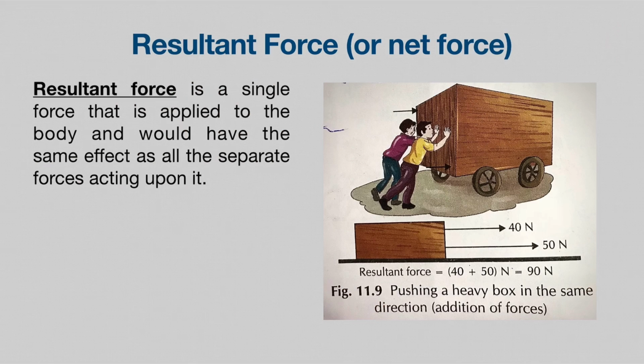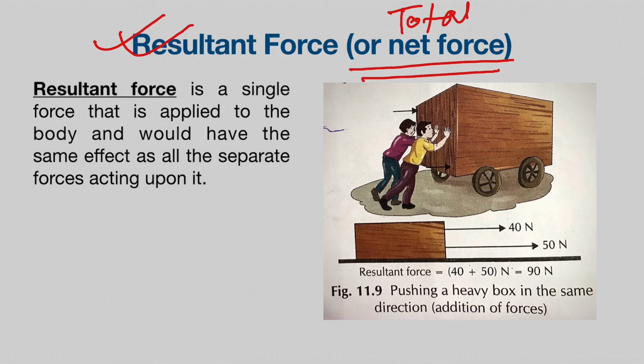Okay, now another concept that we have is resultant force or net force. Net force means the total force that is acting on the object. Here you look at this picture. These two boys, obviously they will have a different strength, they can apply different force, right? They can control the amount of force they apply on the object, on this cart.